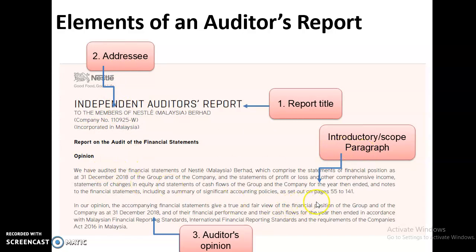And then we have the introductory paragraph. You can see here the wording. We have audited the financial statement of Nestle. Let's say you have another company, then the same wording, but it's going to be we have audited the financial statement of ABC Berhad or whatsoever.